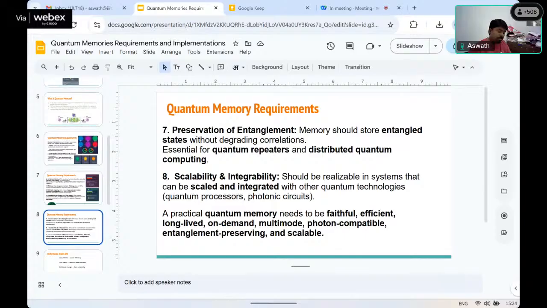Okay, preservation of entanglement. Okay, right? Quantum memory should allow more entangled states without degrading the correlations.